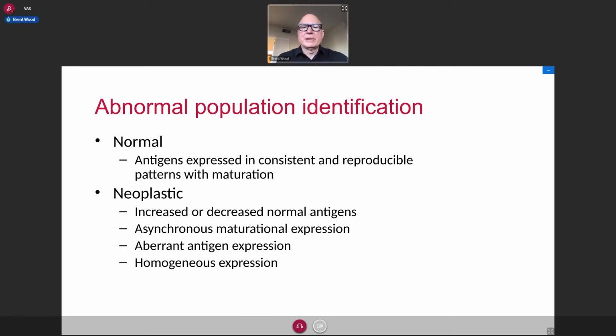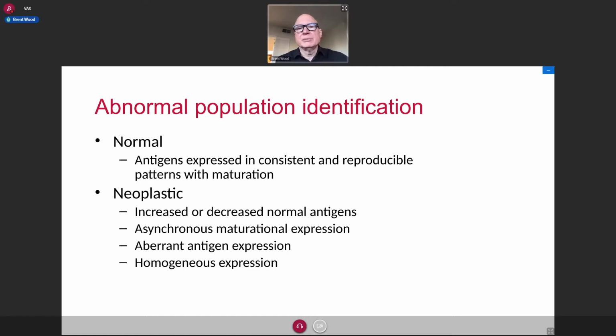So if we talk a little bit more about flow cytometry, the basic method that we use for immunophenotyping by flow cytometry is based on a relatively simple principle, and that is that normal populations of cells express proteins or antigens in a consistent and reproducible pattern with maturation that's essentially invariant between individuals, regardless of their age, sex, race, etc. And so this serves as the reference point for understanding what normal maturation looks like and providing the ability to then identify populations of cells that deviate from normal maturation as a result of underlying genetic mutation.